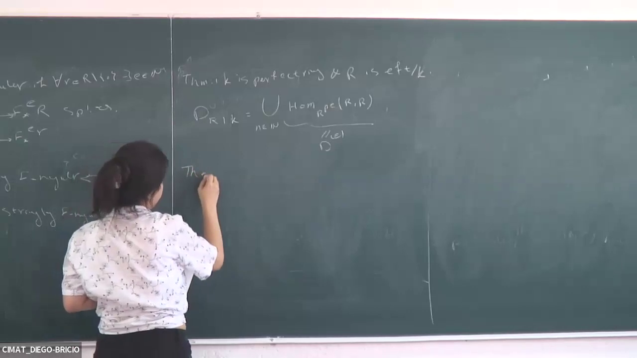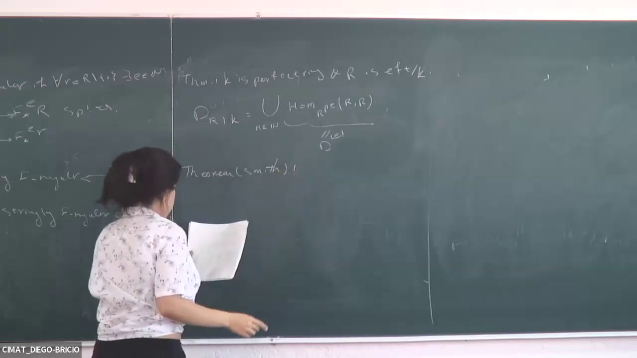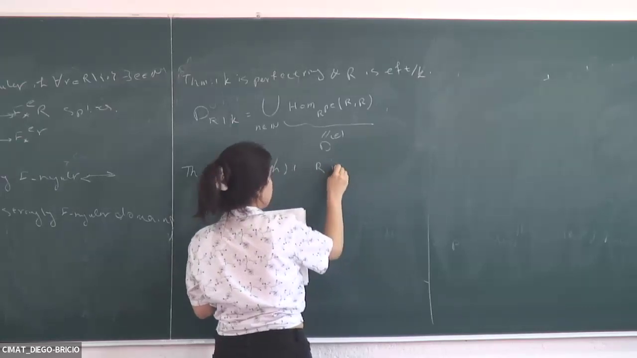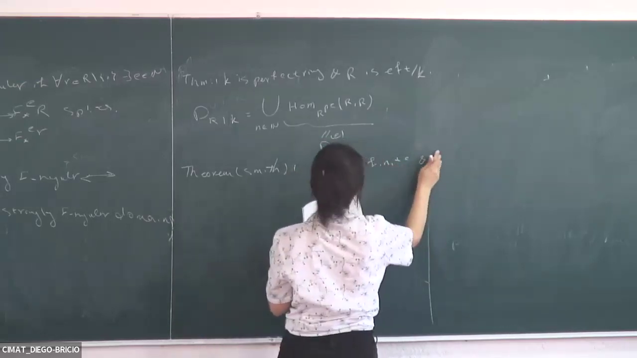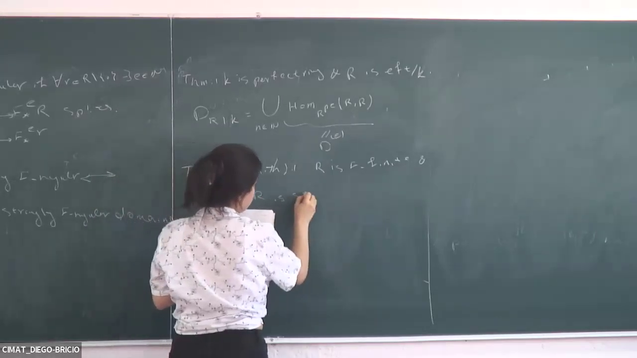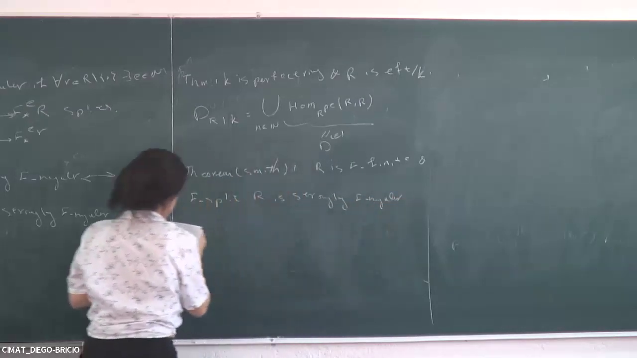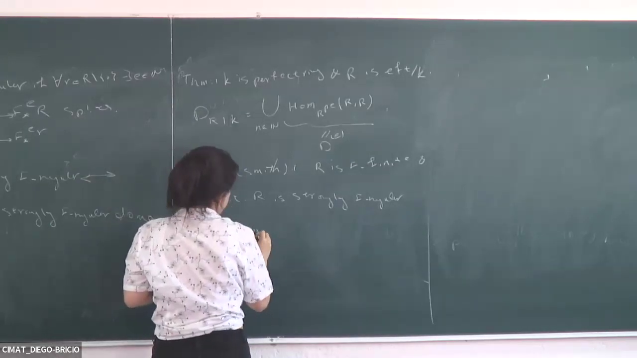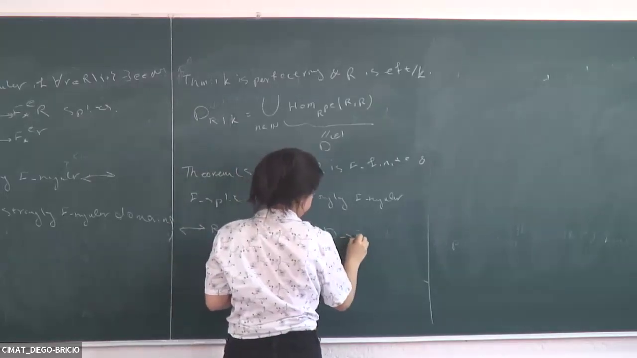So as a last theorem, that belongs to Smith, we will prove that, assume that R is finite, F-pure or F-split if and only if R is a product of simple rings.